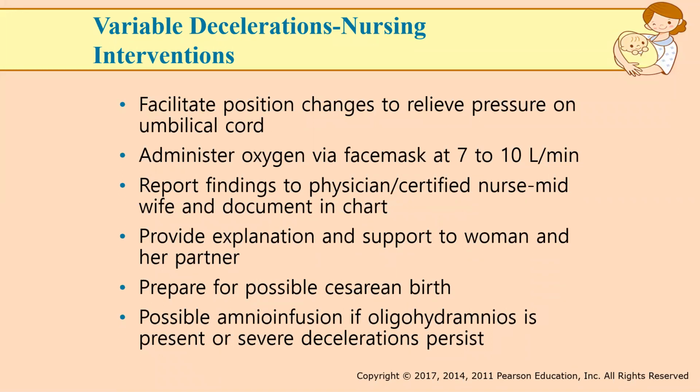Interventions for variable decelerations. Again, we're going to encourage position changes and get her to the position that relieves the pressure on the umbilical cord the best. We're going to still administer oxygen via face mask at 7 to 10 liters per minute. Let the healthcare provider know immediately what's going on and document this in the chart. Provide explanation to the woman and her support people. Prepare for a cesarean section. And also be prepared to administer an amnio infusion if there's not much fluid or oligohydramnios is present or if severe decelerations persist.